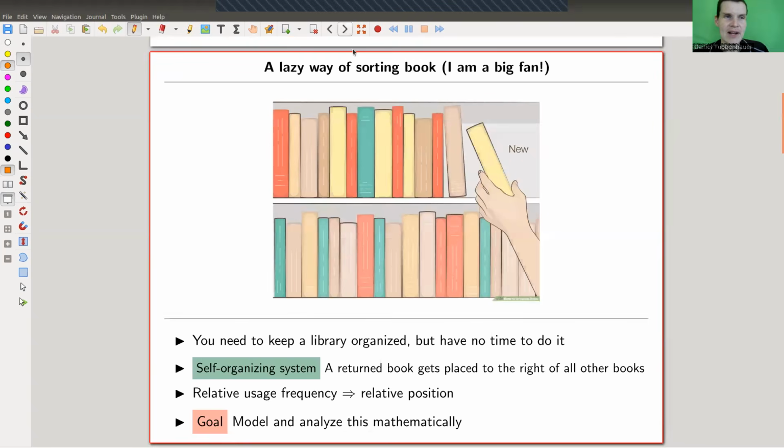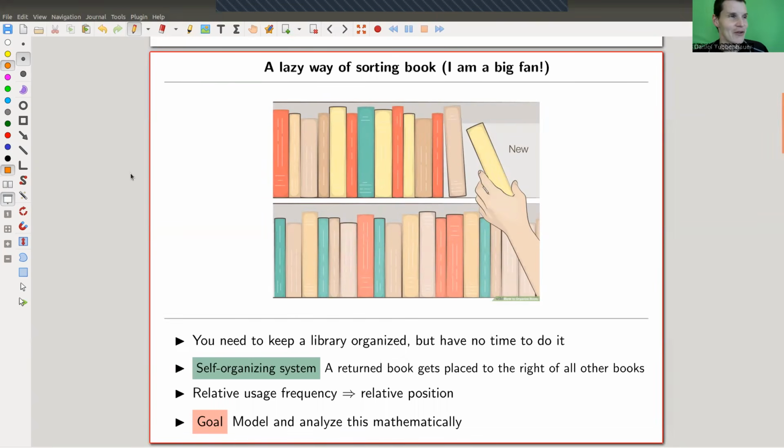So here's the idea. I'm a big fan of the sorting algorithm because it's really lazy. You don't really need to do anything. And I'm pretty sure that at one point I just applied that in my life. Maybe not for books, because I usually only have PDF copies of everything, so I don't have any books anymore. But anyway, you'll still understand the example, even if you don't know what a book is. I hope you know what a book is, but I don't know. If you don't know what a book is, it might be hard to follow.